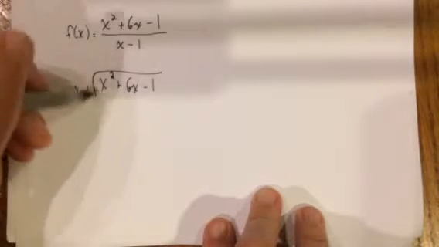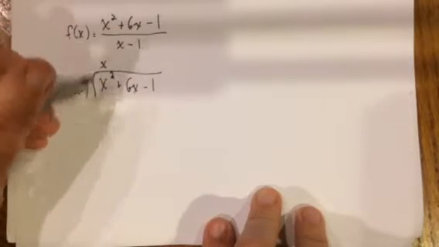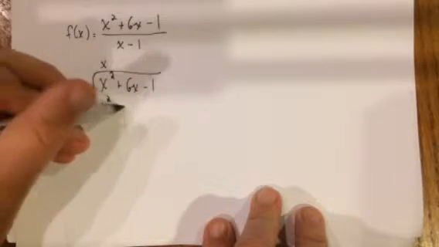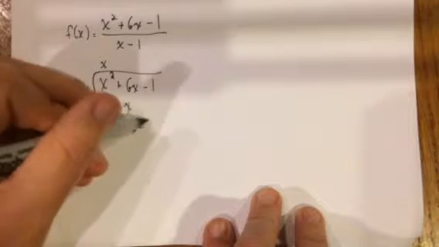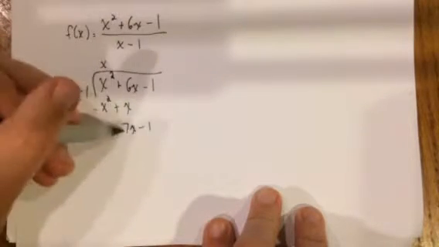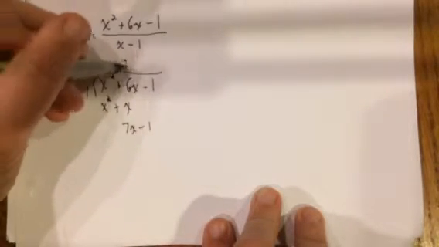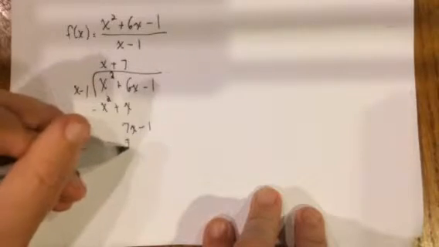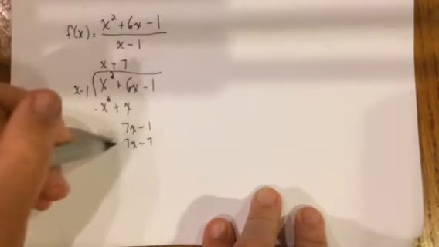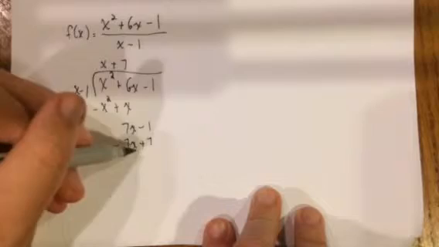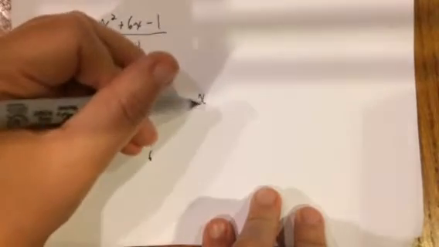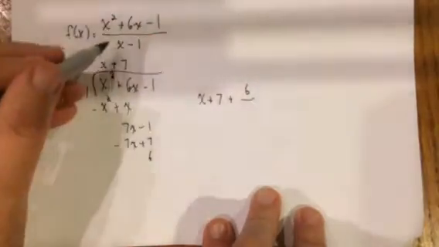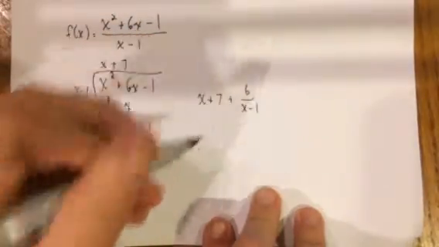So what times x gives me x squared? X. So that would be x squared minus x, subtract, so change both my signs. 7x minus 1. What times x gives me 7x, so plus 7. So 7x minus 7, subtract, so change both my signs, and I'm left with a 6. And if I write this out, I'm going to get x plus 7 plus 6 over x minus 1.